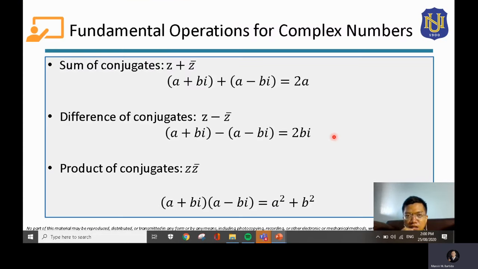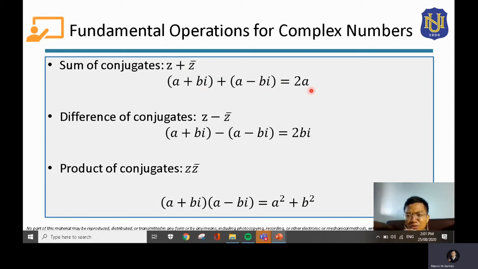So now let's proceed to another fundamental operations for complex numbers. These are sum of conjugates, difference of conjugates, and product of conjugates. For sum of conjugates, that will be z plus z bar. Let's say z is a plus bi, so the conjugate of this is a minus bi. It's simple that when you add two conjugates, it will just add the two real parts of the two complex numbers, since bi plus negative bi will just be cancelled. So a plus bi plus a minus bi will just be equal to 2a.